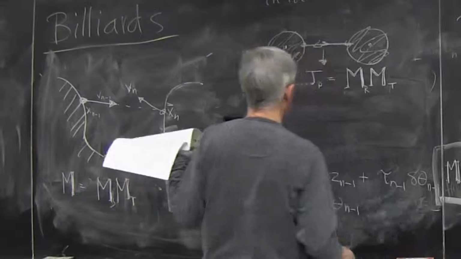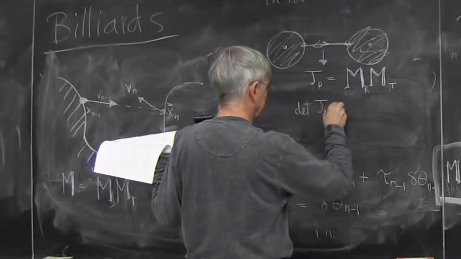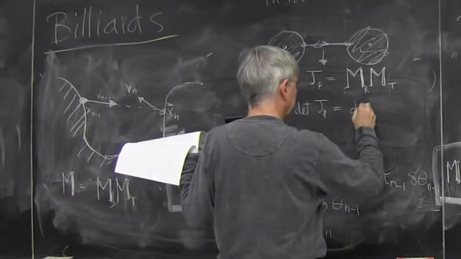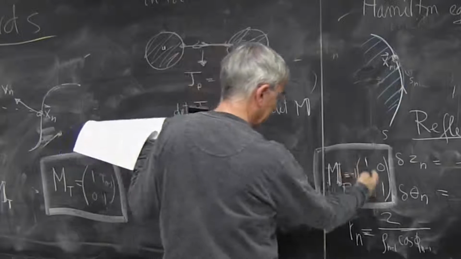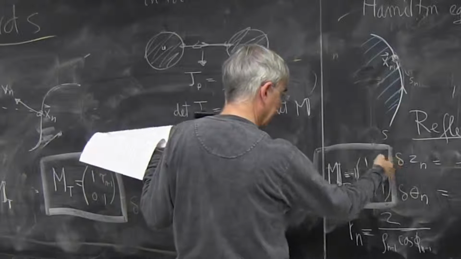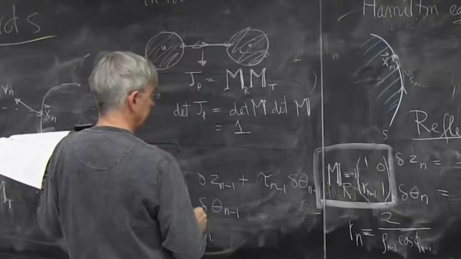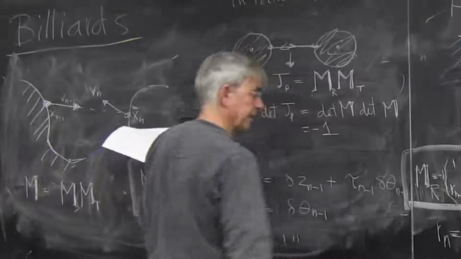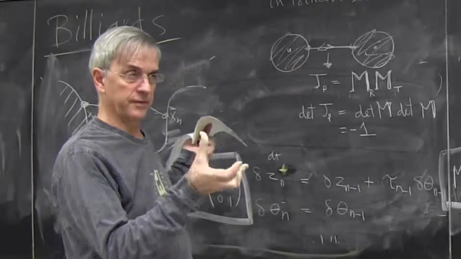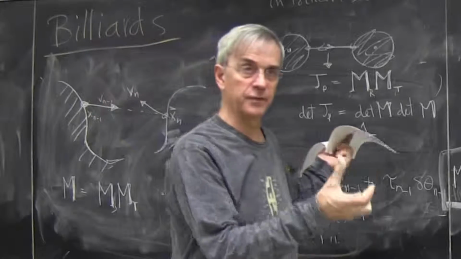Now, you can immediately check the determinant of the Jacobian is the determinant of these two guys. But when you look at them, they have one on the diagonal, 0 here, so this is 1. And because there is a reflection, there's actually -1. But basically, the volume is being preserved, phase space volume. So that's something you know from mechanics.